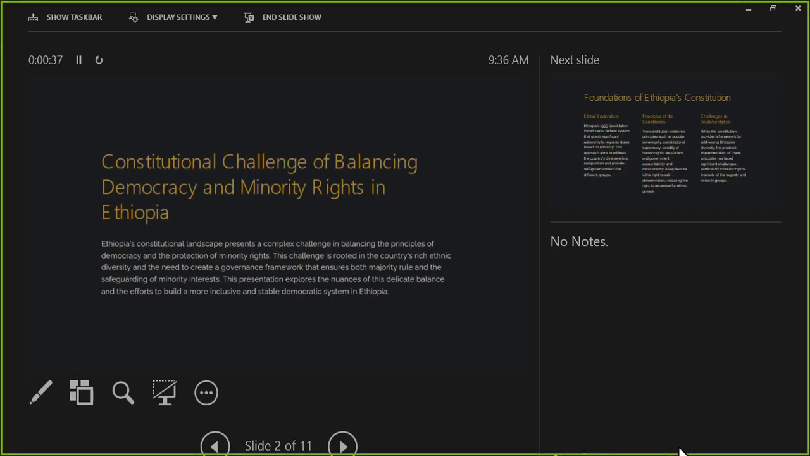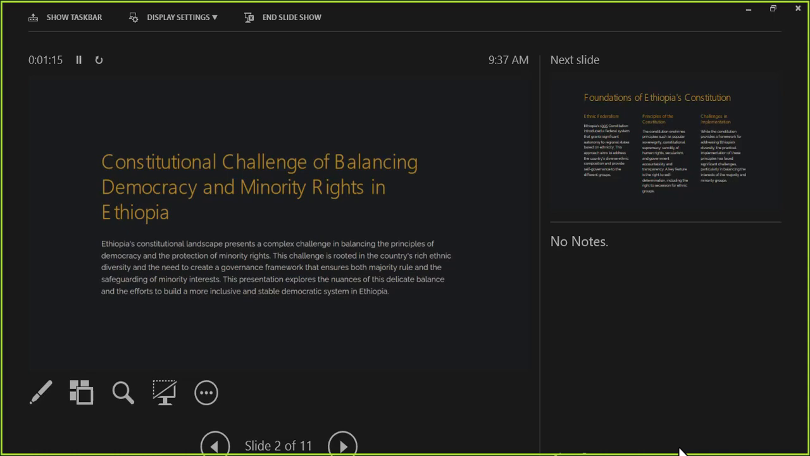Good morning, everyone. I'm from Group 3. The topic given to us is the constitutional challenge of balancing democracy and minority rights. I will try to cover this topic in this presentation, and here we are going to assess the constitution of Ethiopia, specifically the Ethiopian constitution and minority rights.